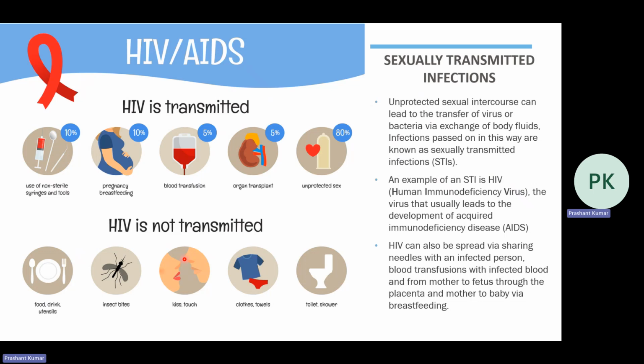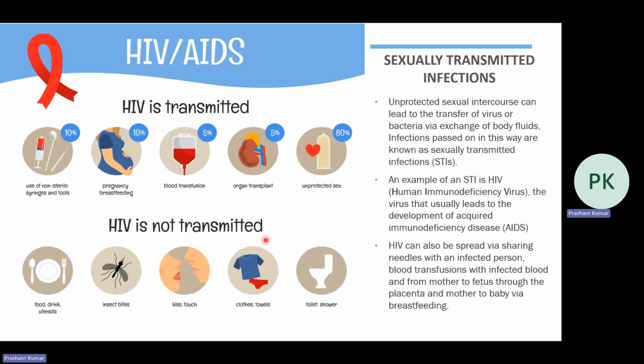HIV. HIV is an infectious disease which is caused by unprotected sexual intercourse, right? It may be transferred through the exchange of body fluids, using a non-sterile syringe, from mother to child during breastfeeding, blood transfusion, organ transplant, and of course unprotected sex. The majority of transmission is due to unprotected sex.